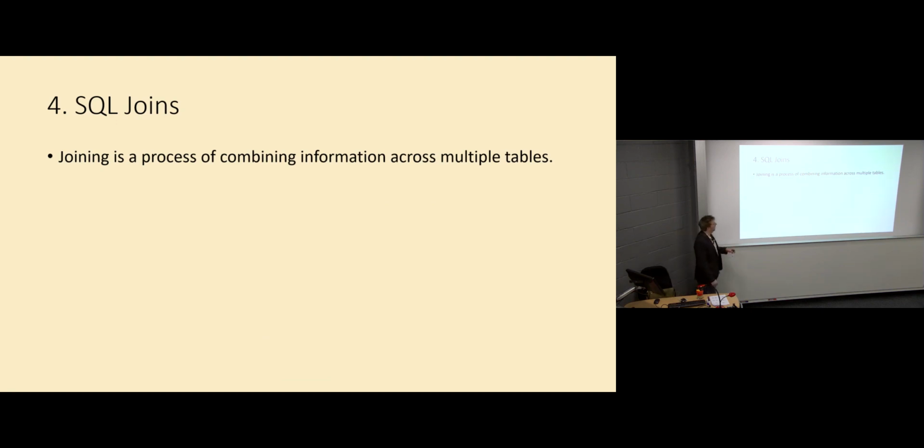Okay, so when we have multiple tables, guessing a bus just pulled in. When we have multiple tables, there's a thing we can do called joining, which is a process of combining lots of information between those tables together using the relationships that we just looked at with the keys.